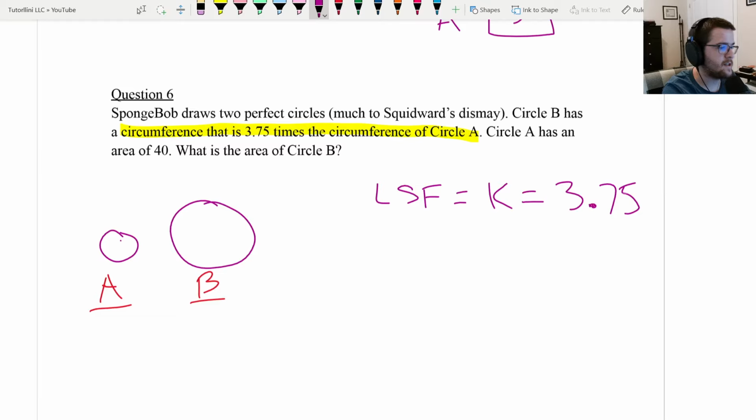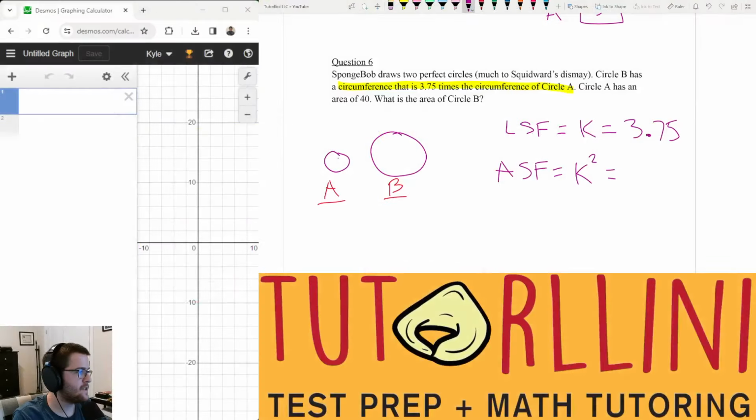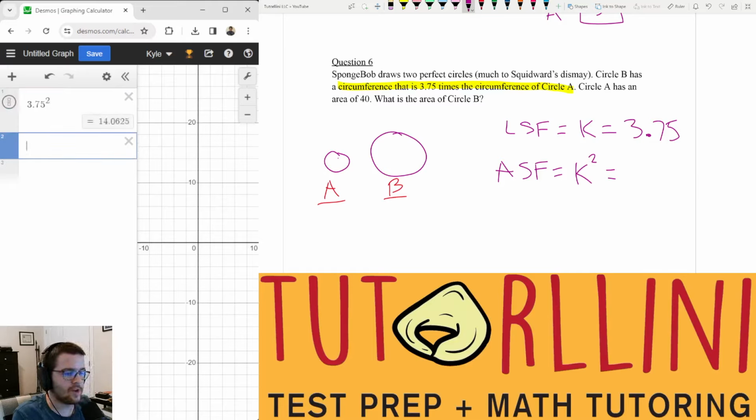And the question's asking about area. So we're going to do the area scale factor, which is k squared. And I don't know what that is, so we can switch to fractions, but if it comes out nicely, I don't see any reason why we can't just do this. Okay, 14.0625, that's not too bad. I'll just leave it like that. Just whatever you do, make sure you use some form of an exact answer. If you wanted to make that 225 over 16, you could do that.